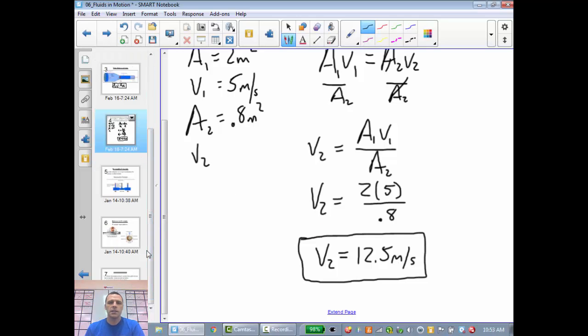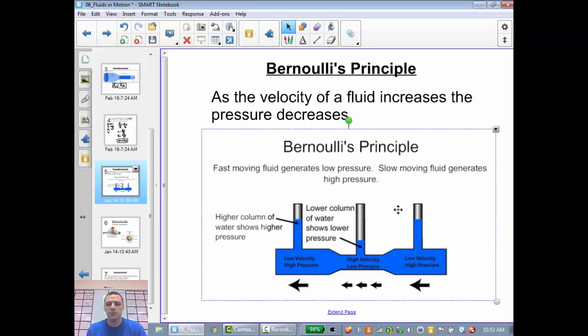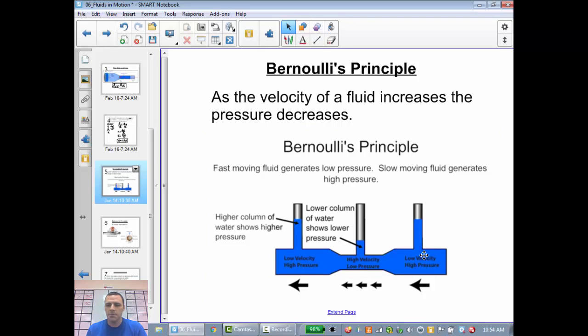Continuing with that idea of velocity and area of a moving liquid, we have something called Bernoulli's principle. And Bernoulli's principle says that as the velocity of a fluid increases, the pressure within that fluid decreases. So fast-moving fluids generate low pressure, and slow-moving fluids generate high pressure. The image that I have on the screen shows a large area pipe, and we get a large area pipe with a low velocity, and we get a high pressure.